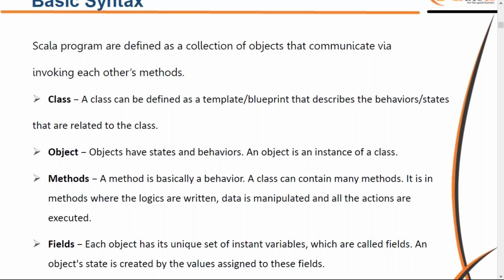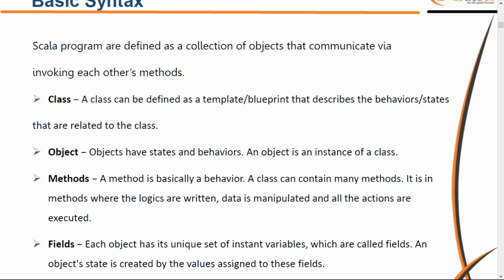You have methods. A method is basically a behavior. So you have some properties declared, some class variables. Now you want to do some operation using those variables. So how to do that? You will define a method and do your operations. A method is basically a behavior. A class can contain many methods. It is in methods where the logic is written, data is manipulated, and all other actions are executed.